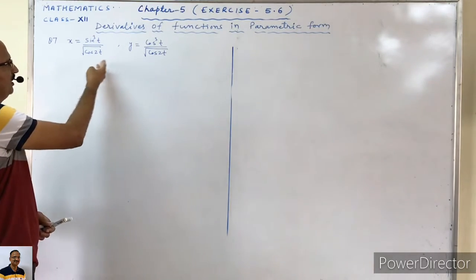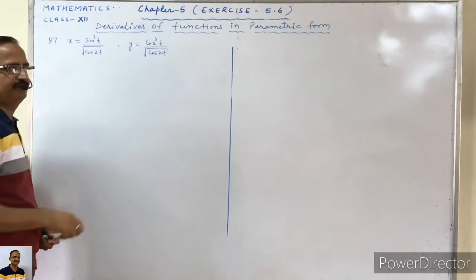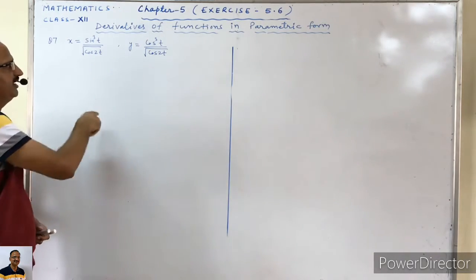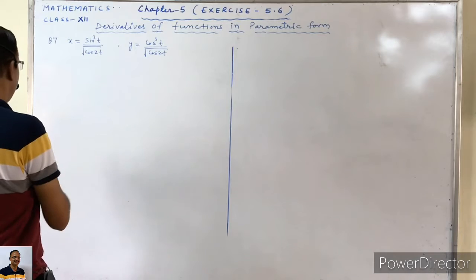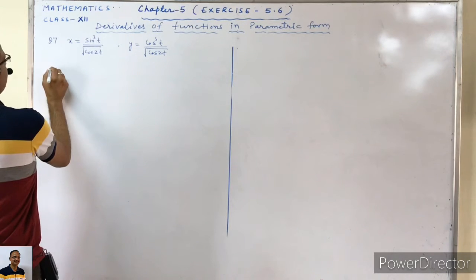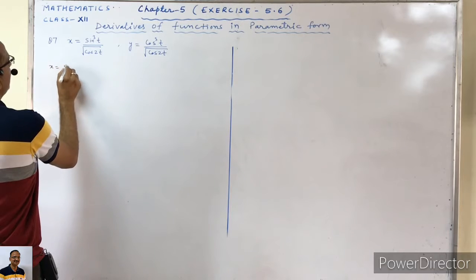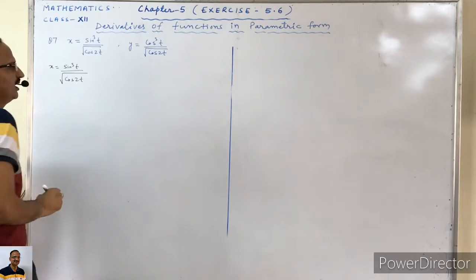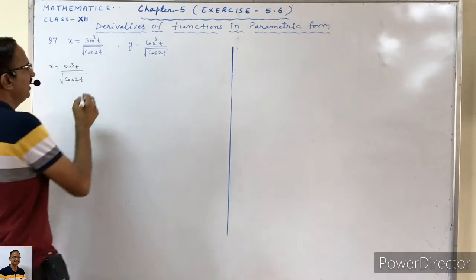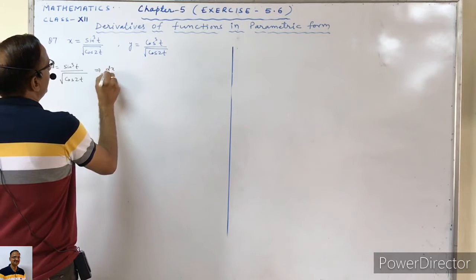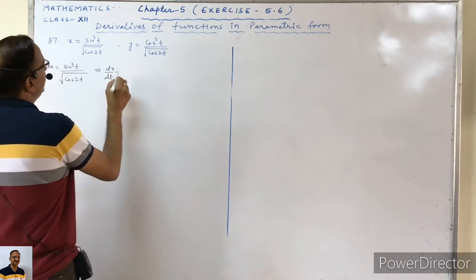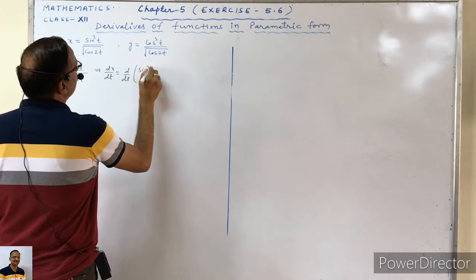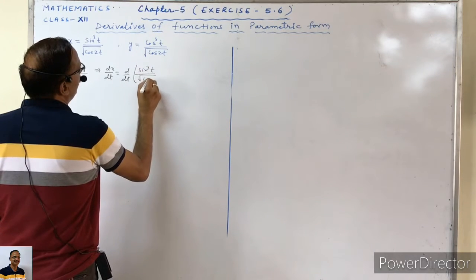So look at this question. Both x and y are functions of t, meaning t is the parameter. So we will find the derivative of x and y with respect to t. First of all, I am considering this x. x is sin³t by root cos 2t. Now when we differentiate both sides with respect to t, we will get dx by dt on the right hand side, d by dt of sin³t by root cos 2t.